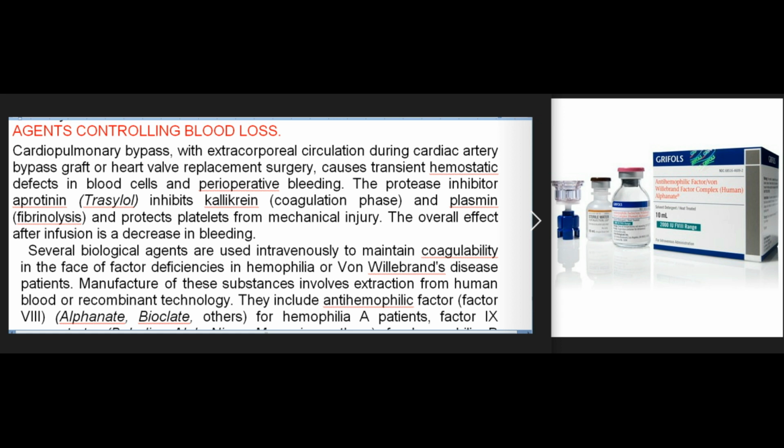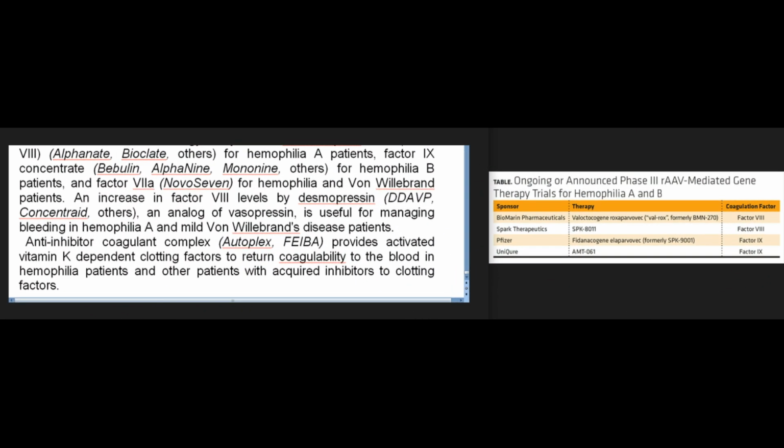An increase in factor VIII levels by desmopressin (DDAVP, Stimate, others), an analog of vasopressin, is useful for managing bleeding in hemophilia A and mild von Willebrand's disease patients. Anti-inhibitor coagulant complex (Autoplex, FEIBA) provides activated vitamin K-dependent clotting factors to return coagulability to the blood in hemophilia patients and other patients with acquired inhibitors to clotting factors.